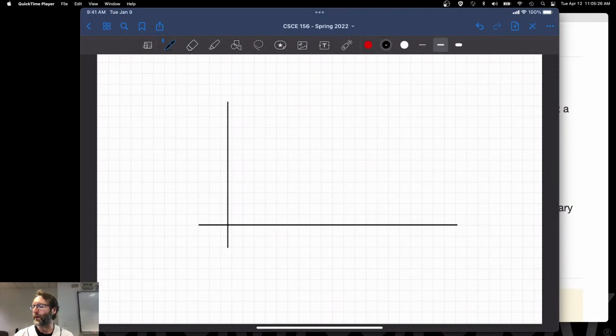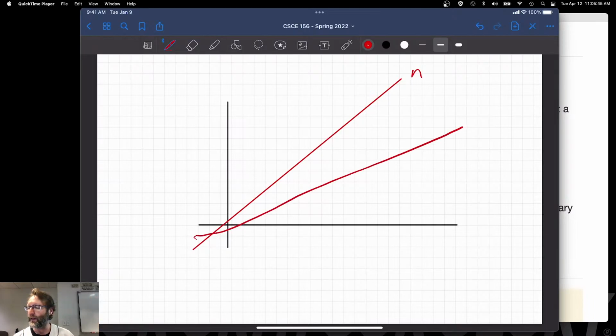All right, I'll graph n. What does that look like? Let me go in a different color. There's n. What does n divided by 2 look like as a graph? Its slope is slightly less, but it is still a linear function, right?